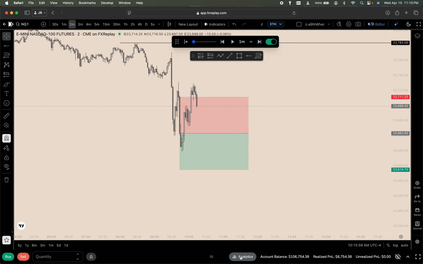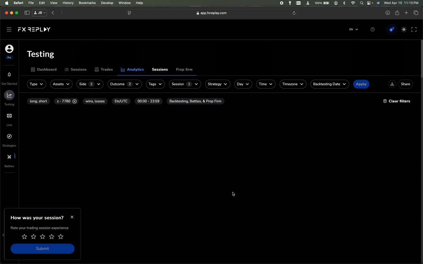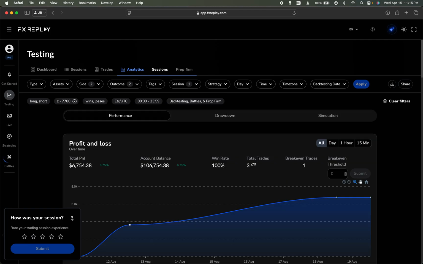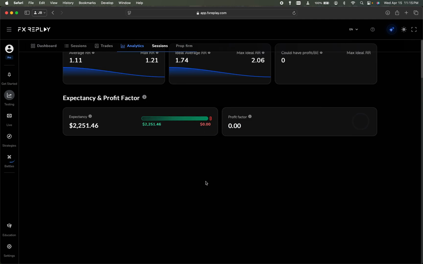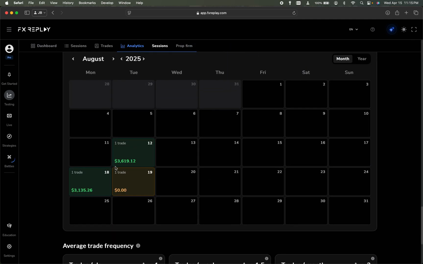But let's check the statistics. I think we only took like 3 trades. It was just a bunch of bad price action and a bunch of trades I wasn't really convicted in. But these are the stats.